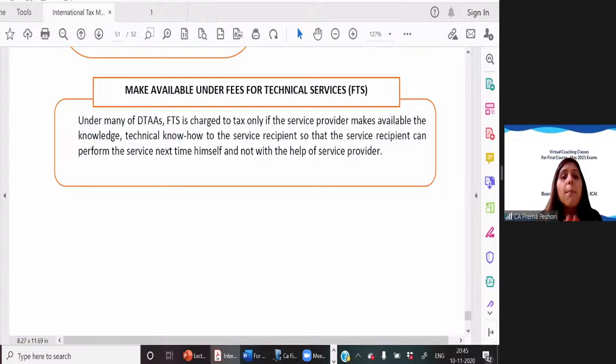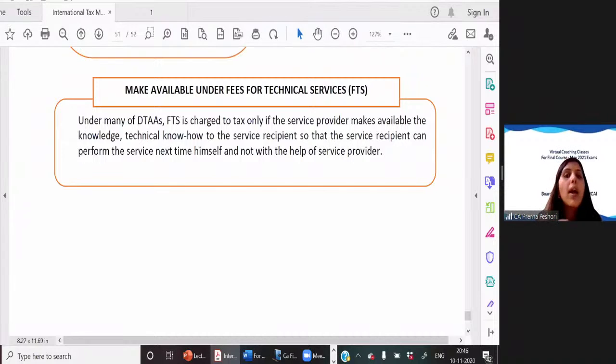But say, for example, tomorrow I am not making the knowledge available to you. I am just providing you certain information. But when you have to apply that information, you will have to again come back to me. In that case, it will not be taxable as fees for technical service because I am not making the information available. What is making available the information? When you can do it on your own next time without coming back to me. If you will have to come back to me, then in that case, I'm not making available the information.